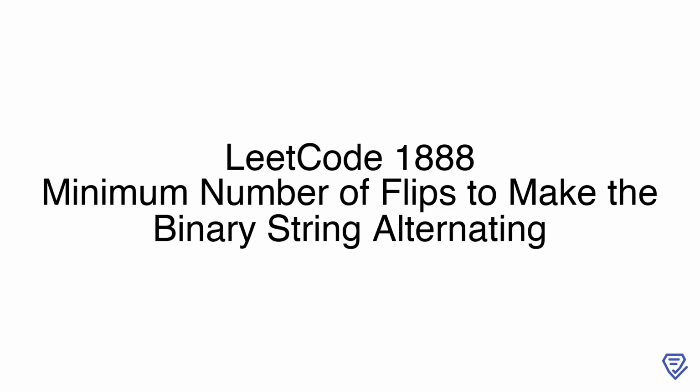In this session, we'll tackle LeetCode problem number 1888, titled Minimum Number of Flips to Make the Binary String Alternating. This problem challenges us to transform a binary string into an alternating pattern with the fewest number of flips. It's an exciting problem that tests our understanding of string manipulation and optimization techniques. Let's dive in and solve it step by step.